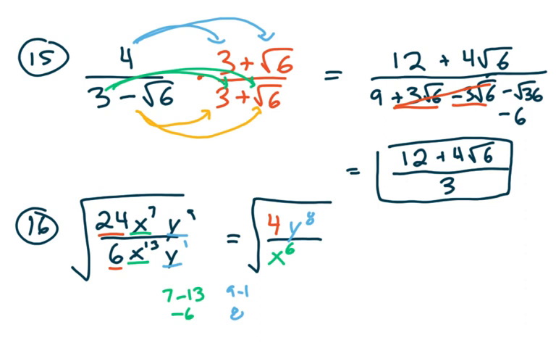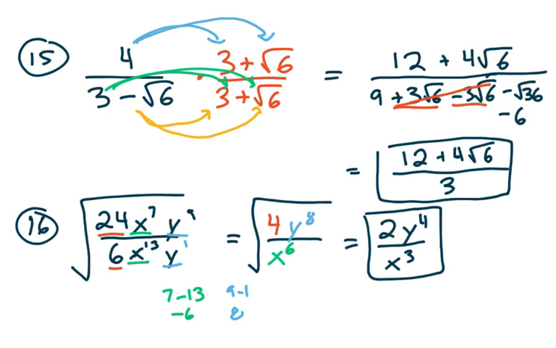Now this is still all inside the square root, so I need to still take the square root of everything. Square root of 4 is 2. Square root of y to the 8th is y to the 4th. And square root of x to the 6th is x to the 3rd. Right, and that's all for this video for today.